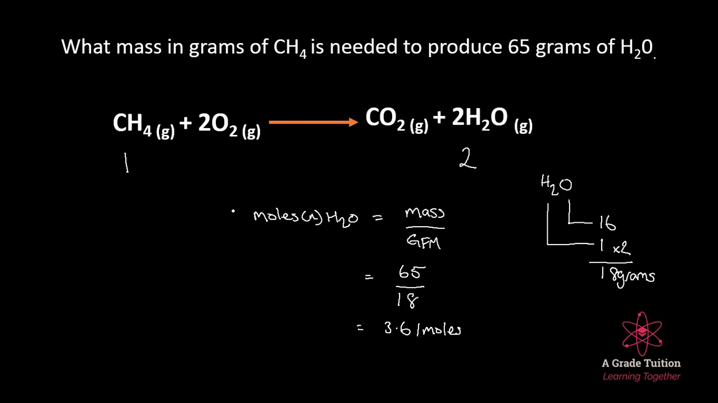So it's 2 to 1, so we've got to work out the moles of methane. So the moles of methane is just simply 3.61 divided by 2, and that gives you 1.81 moles. So we're not quite finished yet because it's the mass that we're after.